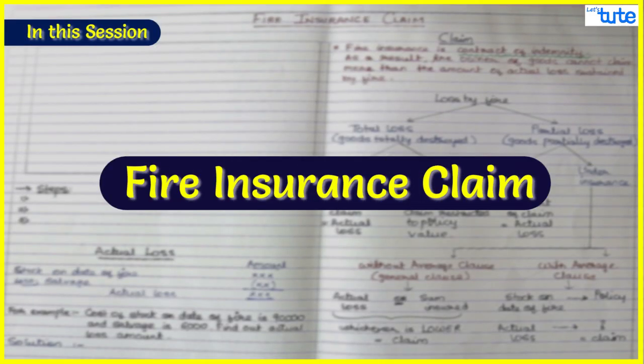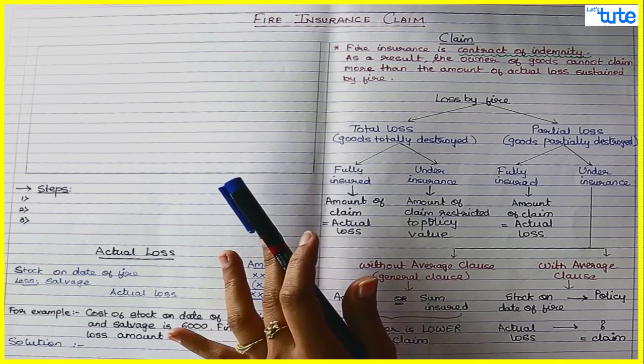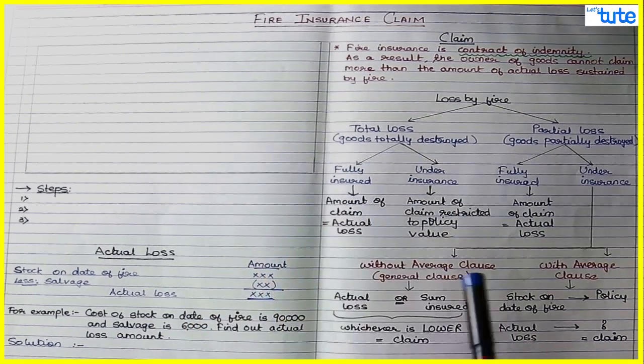So today we are starting with a new chapter, that is fire insurance claim. It is a very simple and very interesting chapter, and there are no journal entries in this accounting chapter. So let's get started.